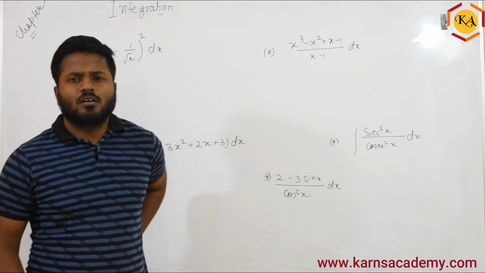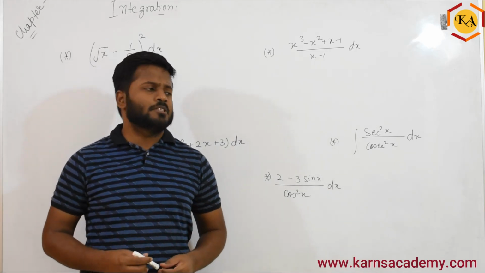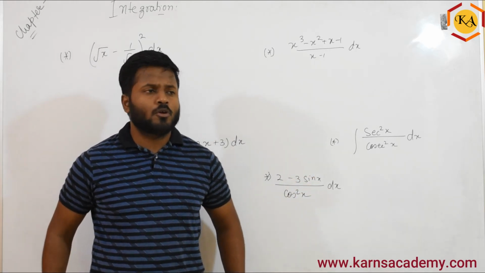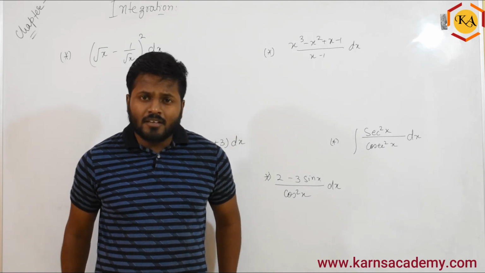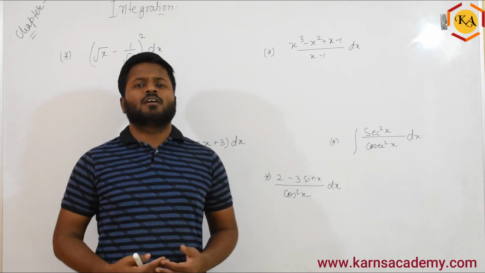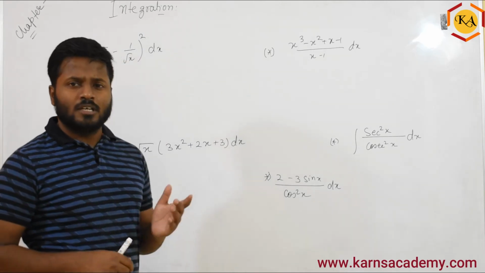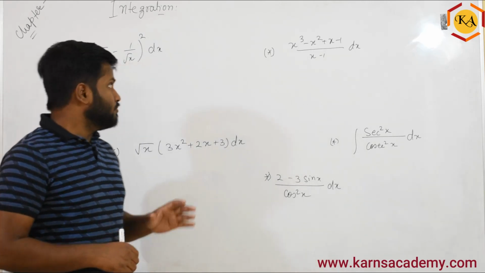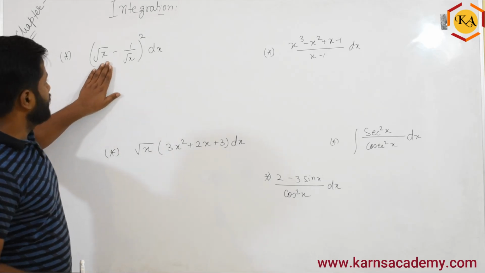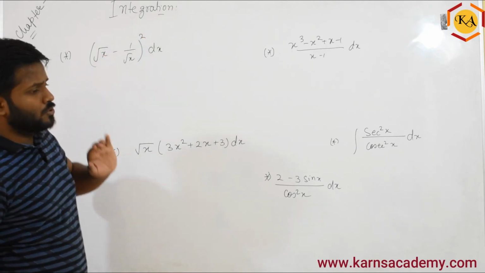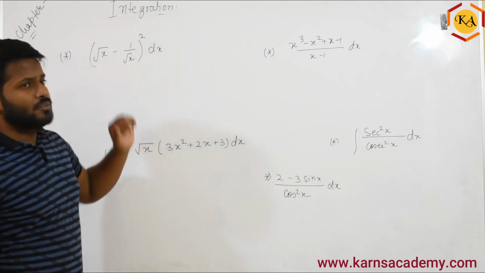Okay, so before moving to the next exercise, let's do a few more problems. These problems I have taken from the exercise. I feel maybe you people will find this a little complicated or difficult, so I thought let me just solve it over here. So first problem, if you see, they have given root x minus 1 by 2 root x whole square. Now this whole square, what are we going to do?